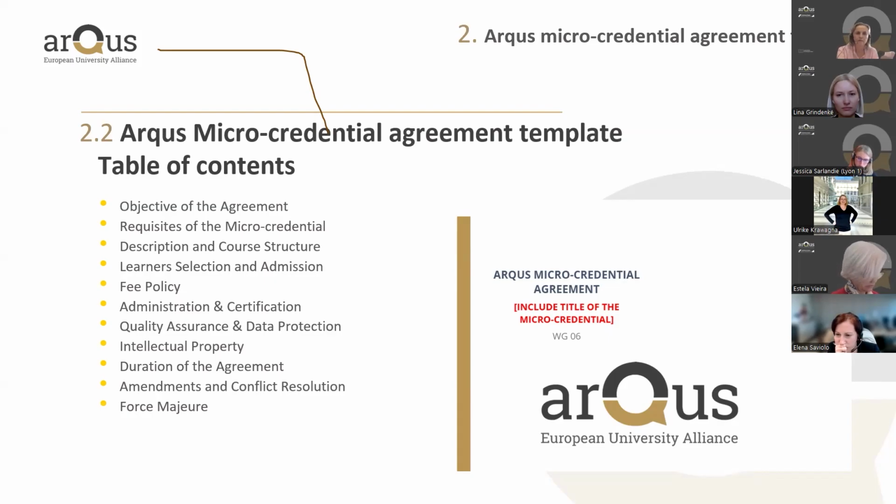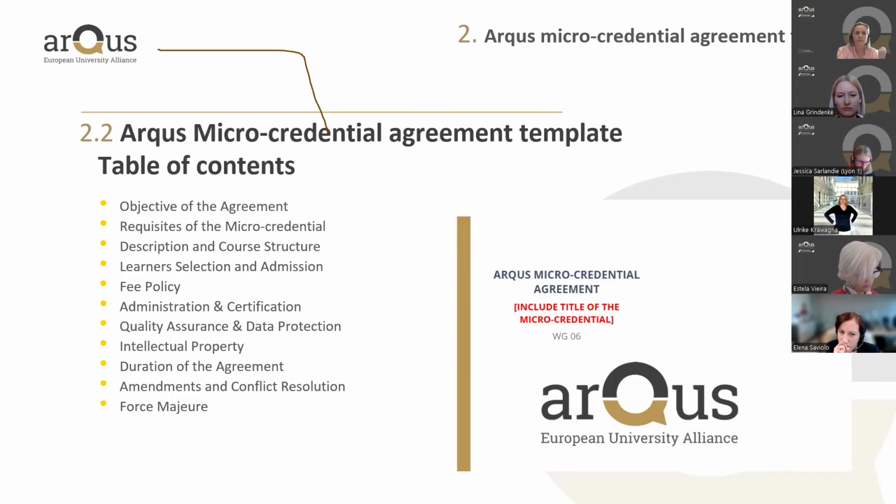The key data of the micro-credential. This section includes information such as the ECTS credits, the language of instruction, the delivery mode, the time frames, the frequency of delivery, and the minimum and maximum number of learners. And it also outlines the fee structure for the micro-credential.